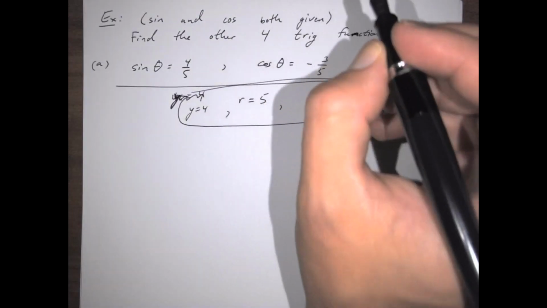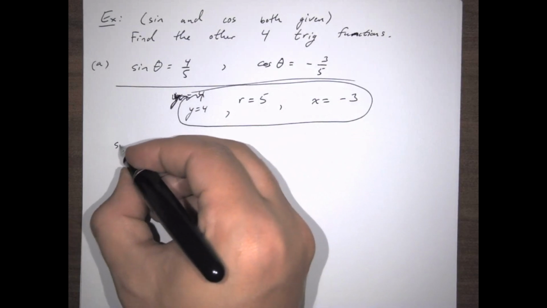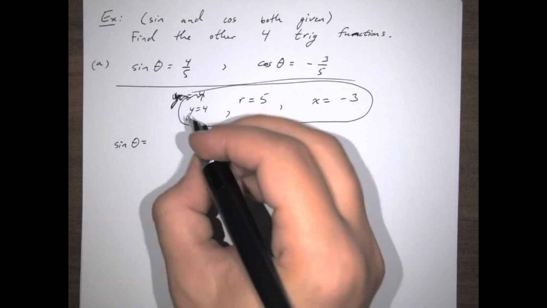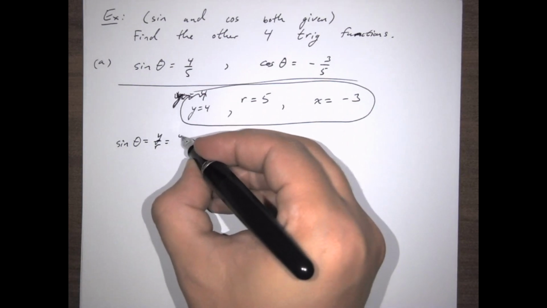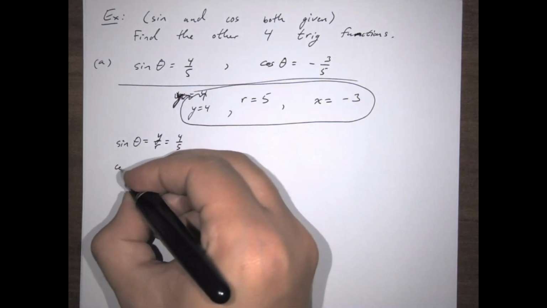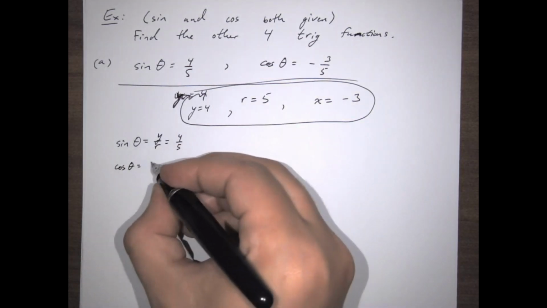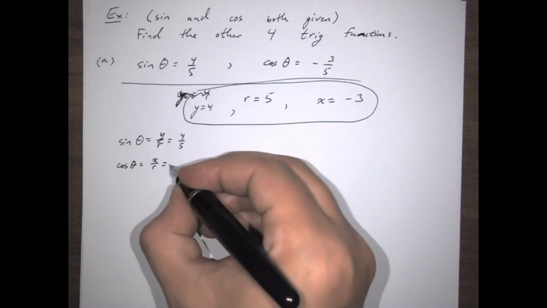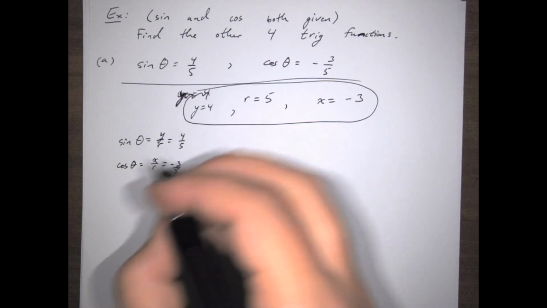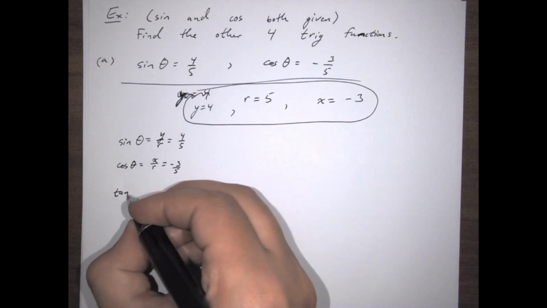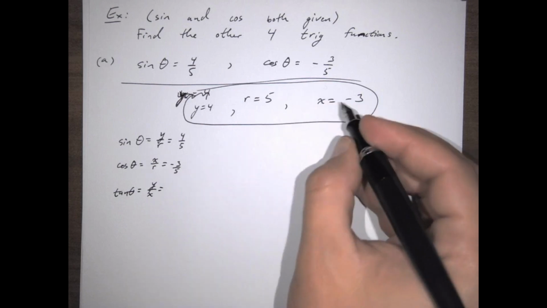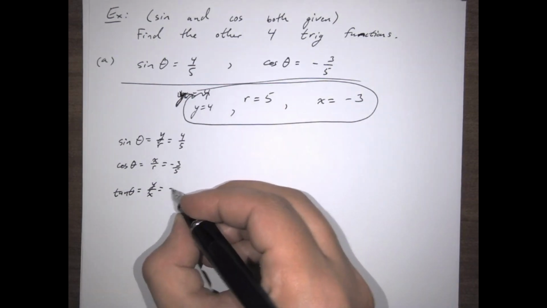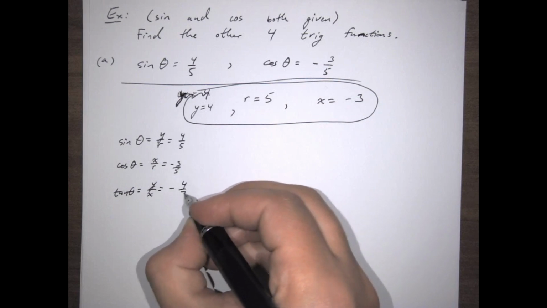Well, if those are going to be our convenient values, then what we can do is, so we have the sine, which is equal to y over r, which is equal to 4/5, and in fact was given to us. We have the cosine, which is equal to x over r, which is equal to negative 3/5, which in fact was given to us. And then we can have the tangent theta, which is equal to y over x, which we can then just write as 4 over negative 3, or negative 4/3.